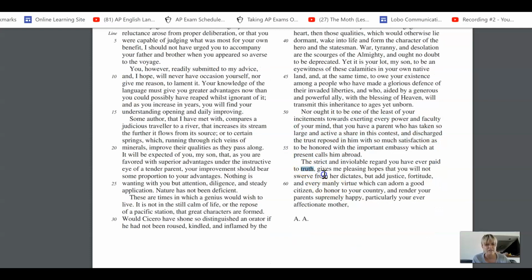"The strict and inviolable regard you have ever paid to truth gives me pleasing hopes that you will not swerve from her dictates." So notice we have here some personification with truth and her dictates, "but add justice, fortitude, and every manly virtue which can adorn a good citizen. Do honor to your country, and render your parents supremely happy, particularly your ever affectionate mother, Abigail Adams."